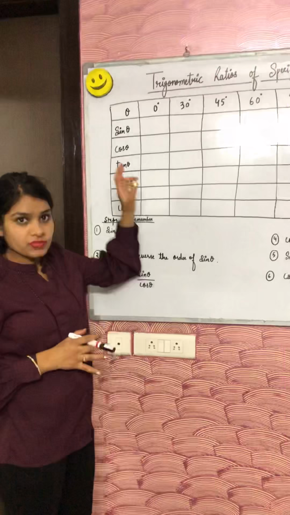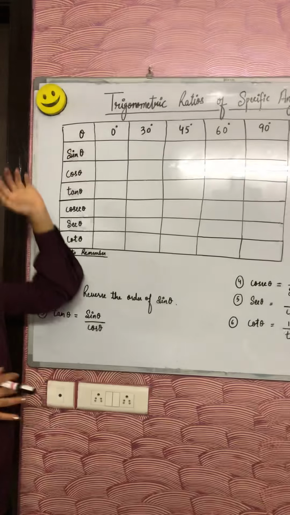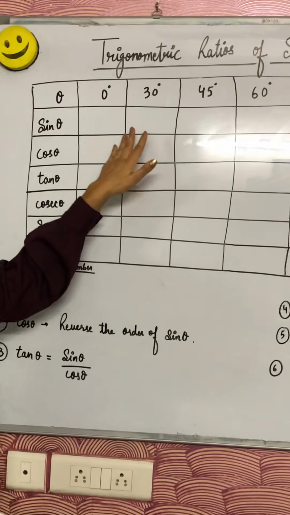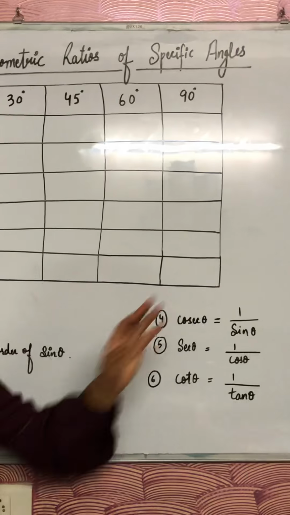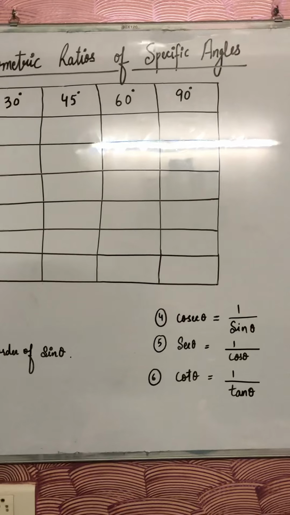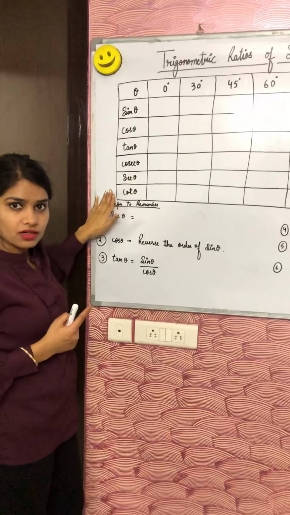Hello students, today I am here to discuss trigonometric ratios of some specific angles. And what are these angles we are going to study today? Suppose the angle given is known as theta, we have 0 degree, 30 degree, 45 degree, 60 degree and 90 degree. And we know that in our last module, I told you we have 6 trigonometric ratios: sine, cos, tan, cosec, sec, cot.